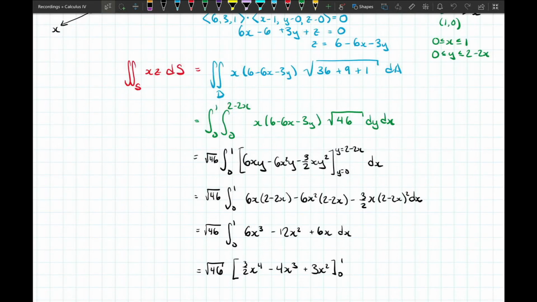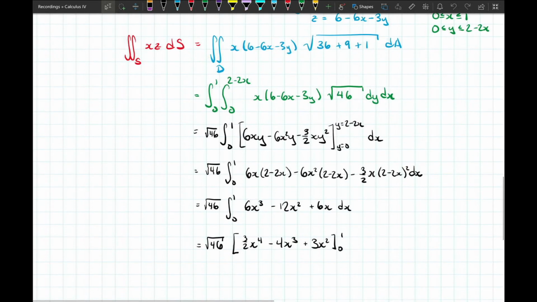And from there, we can plug in our boundaries x equals 0 and x equals 1, and we get the square root of 46 over 2.